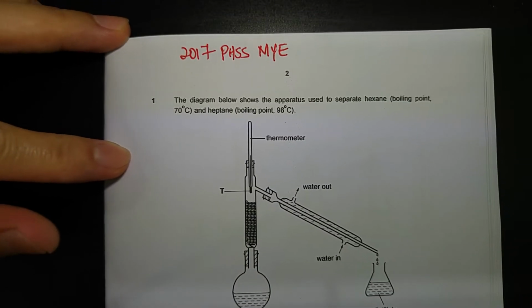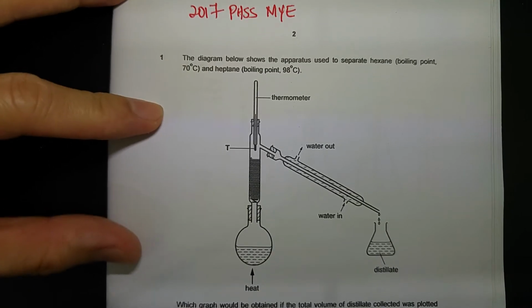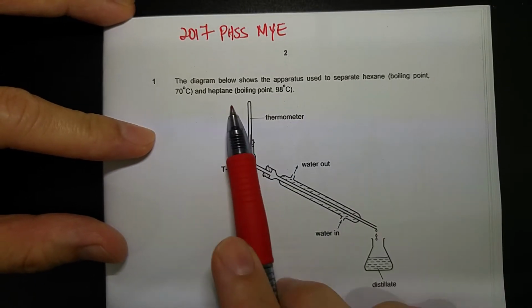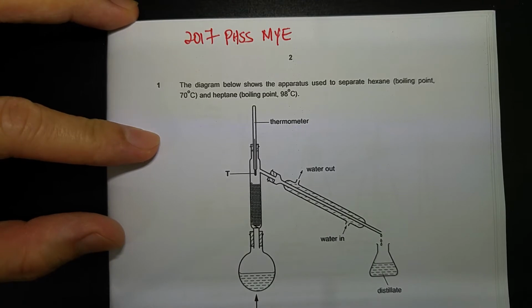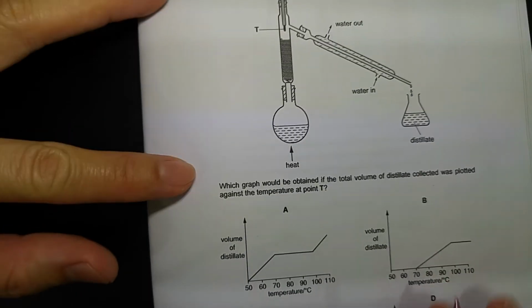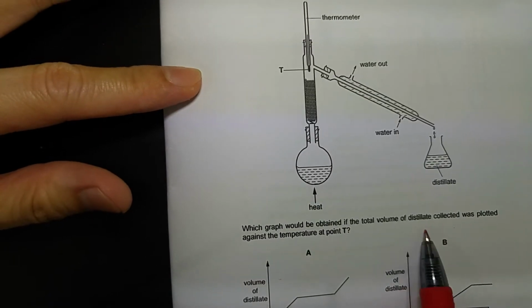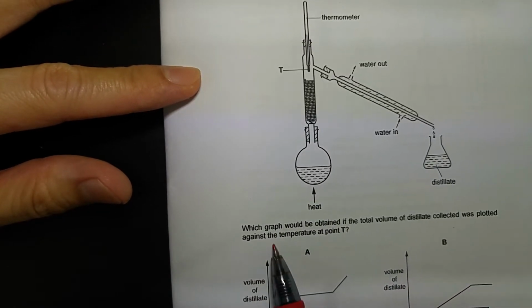Okay, hi. This is a 2017 PHSS MYE paper. First question, you have a mixture of hexane and heptane. The boiling points for both substances are given to you. So, which graph will be obtained if the total volume of distillate collected was plotted against the temperature at point T?